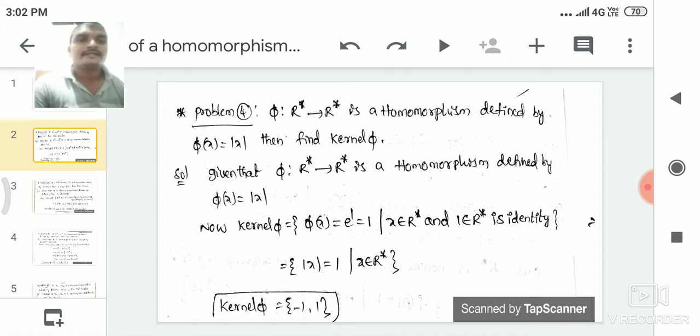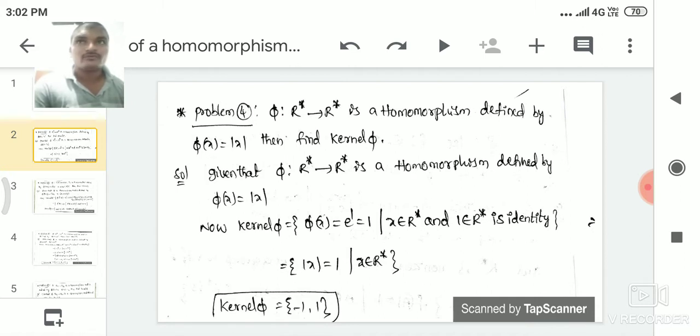Okay, here x belongs to R star and 1 belongs to R star is the identity. Why? Because R star is a group with respect to multiplication. With respect to multiplication, the identity element E dash is 1. That's why here we write pi of x is equal to E dash is equal to 1. But by the definition, pi of x is equal to mod x. Mod x is equal to 1 means x is equal to either 1 or minus 1.